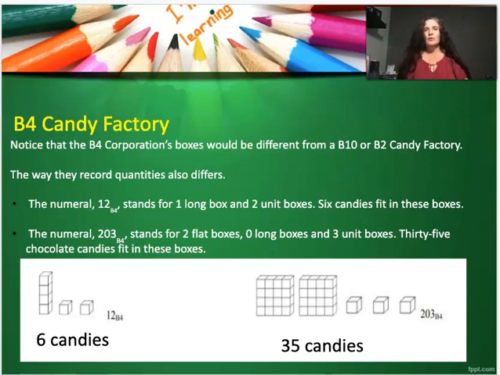Make sense of that before you move on, because it's really important that you don't call that 12 and you don't call that 203, because that would be base 10, and we're not in base 10. We're in B4. So right here, this 1 is actually 4 candies, and then these unit boxes each hold 1 candy. So that's how we get 6 candies. Over here, these flats each hold 16 candies. So 16 plus 16 is 32. Then 1, 2, 3. So 35 candies. So we read that as 203 base 4.